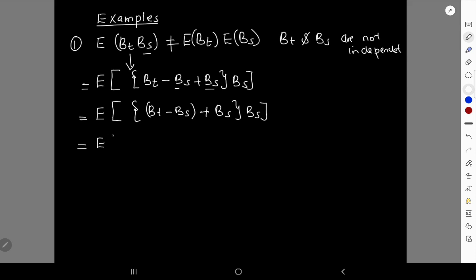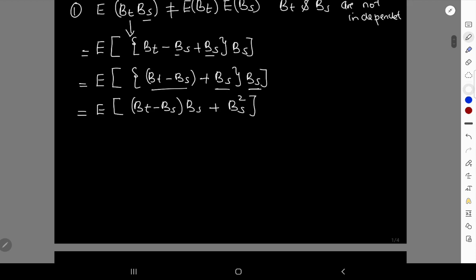This will be (B_T minus B_S) times B_S, plus, when you multiply this by this, you get B_S squared. That way. Now by independence, this can be written as the expectation of (B_T minus B_S) B_S plus expectation of B_S squared.